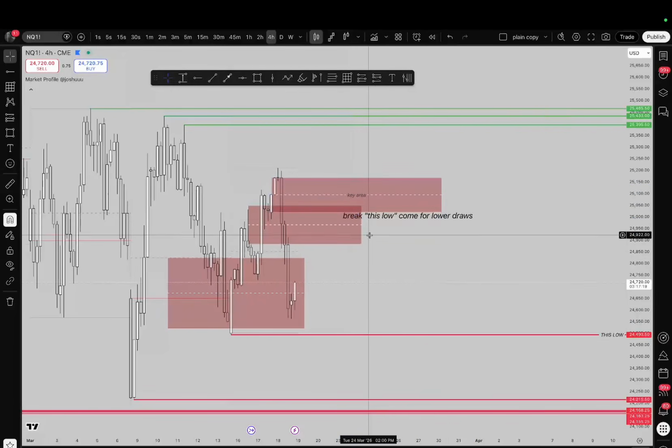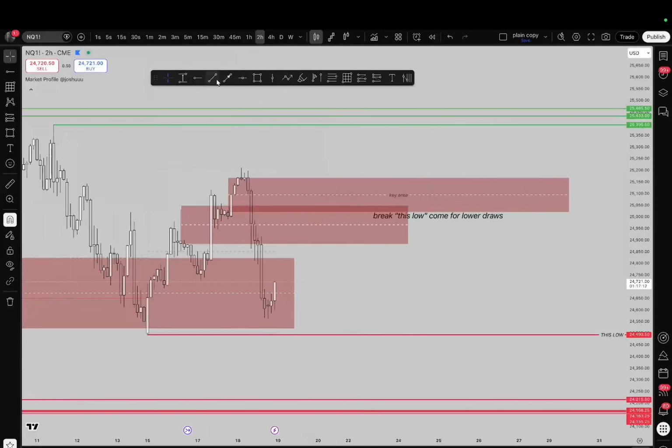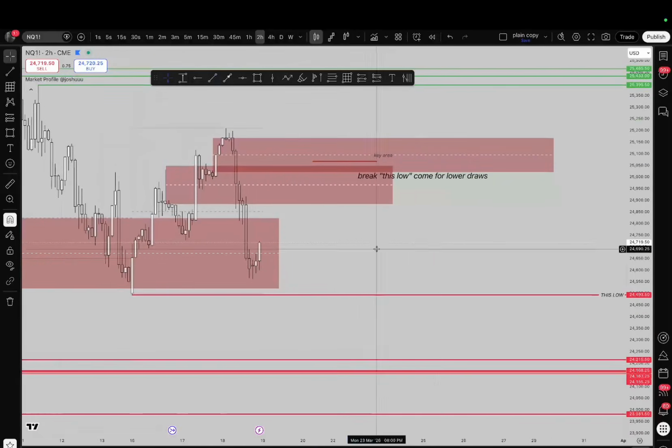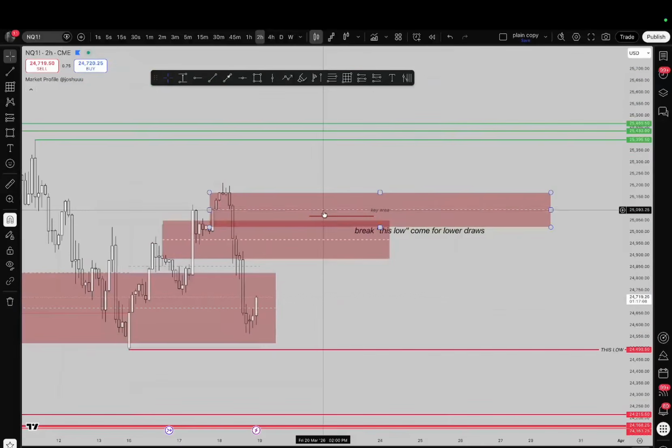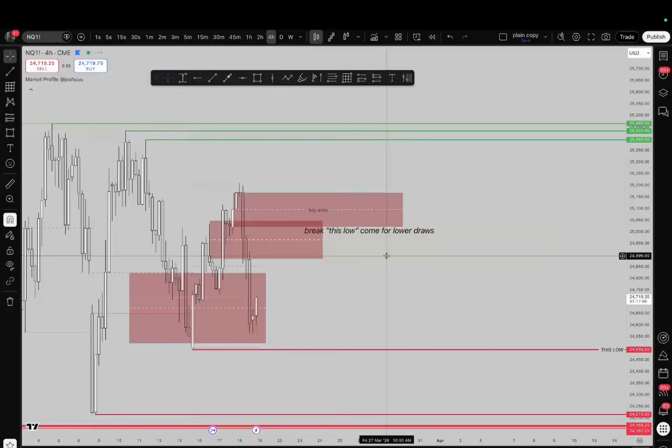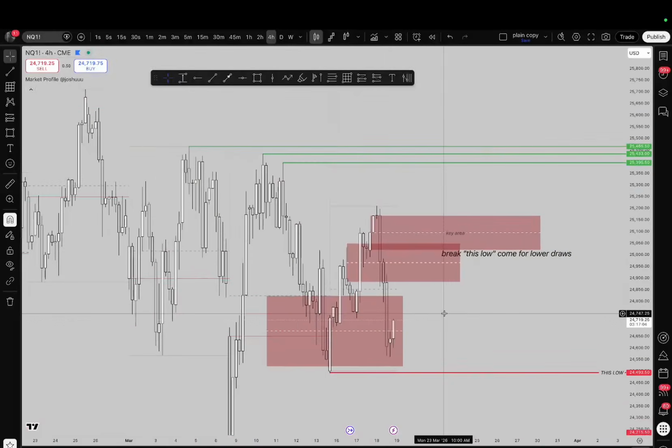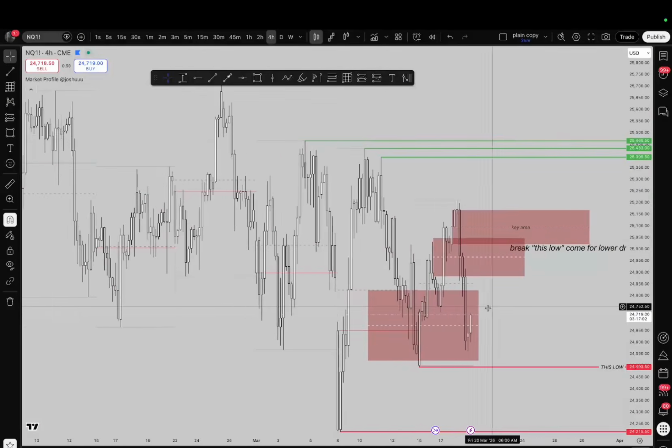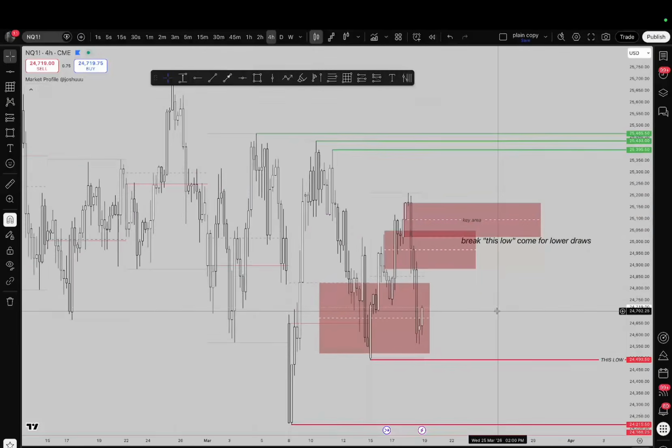So I could definitely see, if we come into this area, this is the 4-hour chart, I'd say if you get a 2-hour CISD to the downside, we could definitely come for this low. This will probably be a key area that will most likely hold, I'd say. Right smack dab up there.